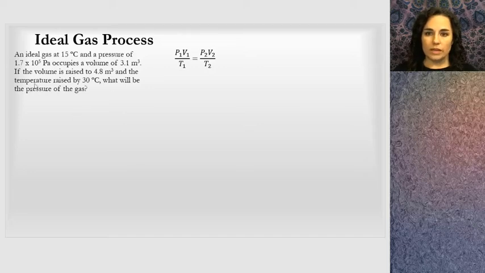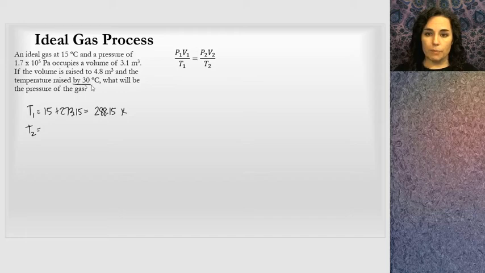I'm going to write out my information to sort out what's going on. An ideal gas, I have an initial temperature, T1 equals 15 degrees Celsius. I'm going to remember, however, that the Boltzmann constant, kB, is in Kelvin. I have to do this equation in Kelvin. So I'm going to add 273.15 here, and I'm going to get 288.15 Kelvin.